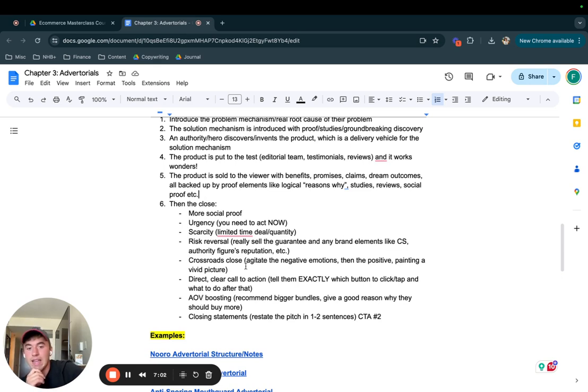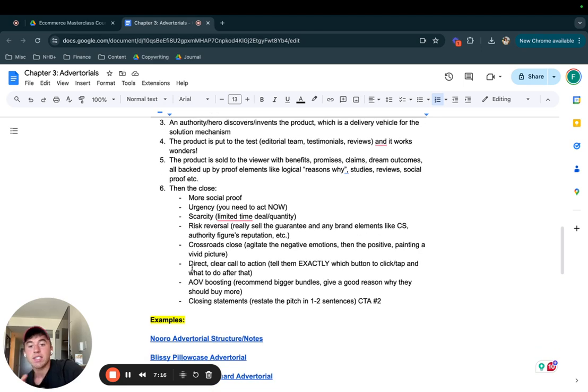The crossroads close: agitate the negatives, and then say, but there's another option, right? If you don't do anything, these are what's going to happen. Your life is not going to change. And then, but if you take action today, these are the positive things that could happen for you. Paints a vivid picture of what it looks like in their real life. And then a direct, clear call to action. Tell them exactly what to do. Click the button below and buy now.